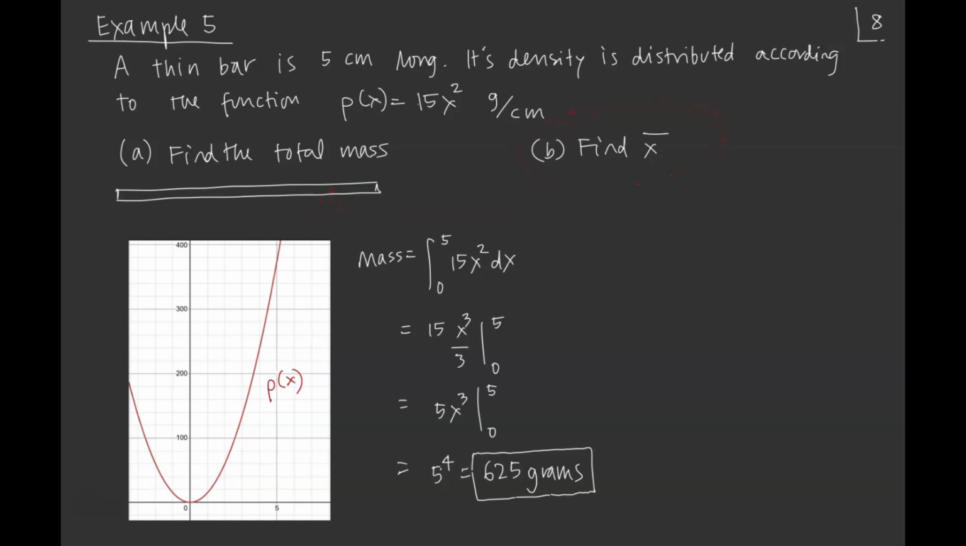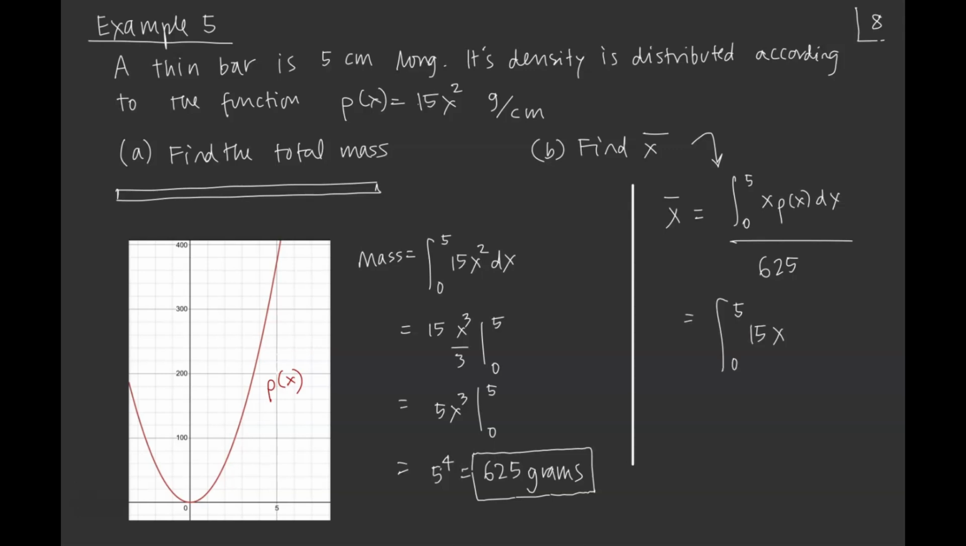So this is what we want to do next, find the center of mass of this bar. Here we know that in this situation, x bar is going to be the integral from 0 to 5 of x times rho of x dx over the integral from 0 to 5. Well, we don't even really need to calculate this. We already calculated this, which is the total mass, 625 grams. So this is going to be the integral from 0 to 5 of 15x to the third dx, and we'll just take the 1 over 625.